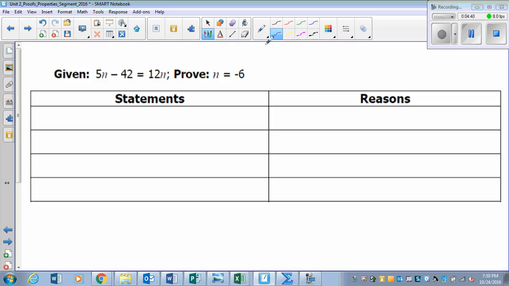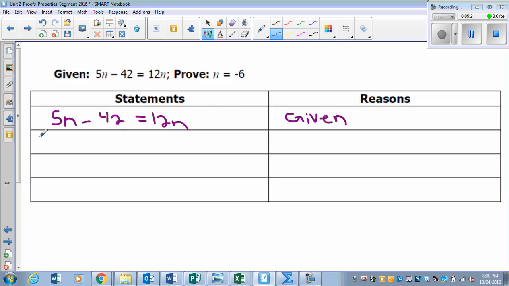All right, you should have all completed this and hopefully checked with your partner. We're going to look at the possible statements here. So because you only have n on your right-hand side, you'll most likely take the 5n over to the other side. What you need to know is that we always start off with the given statement. So 5n minus 42 equals 12n. The reason is because it is our given statement.